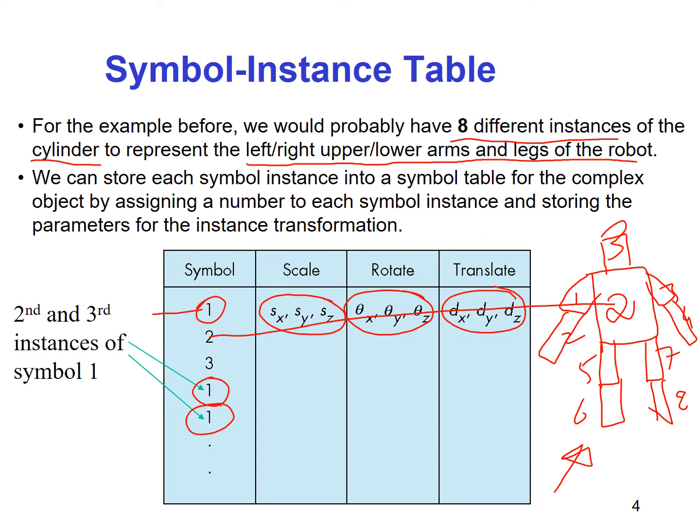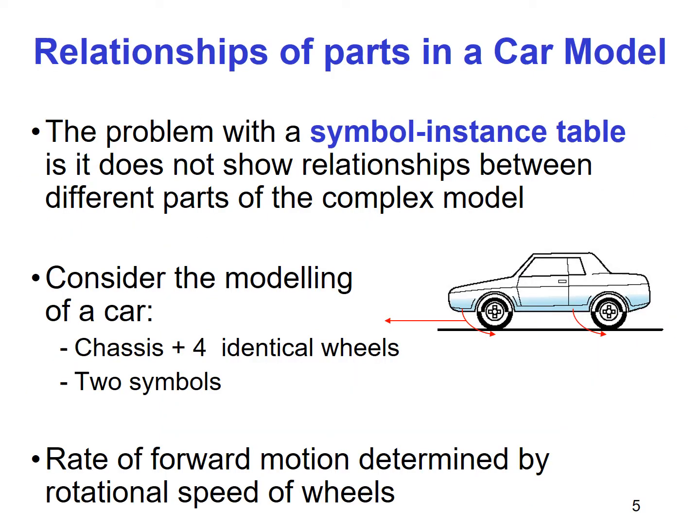And this table will have the details of all symbols used any number of times and their respective scaling, rotation, and translations to fit into the more complicated object shape. Right. So now we know how to make complex models from simple shapes by translating them, scaling them, and putting them at the right locations in the complicated object.